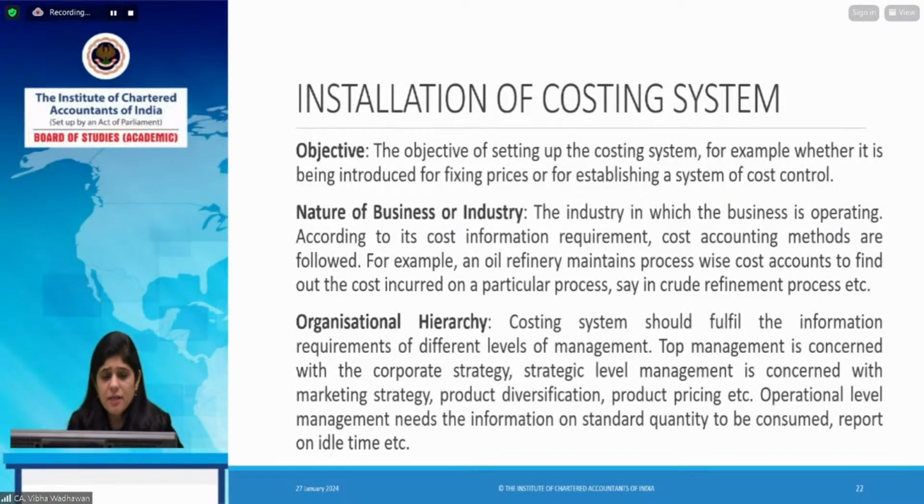Organizational hierarchy, what type of reports you require. In a small organization, you have just the management taking care of everything, so your system will be very minimalized, a very simple system. But if you have a large organization, with different departments, top management, middle management, operational level management, and lower staff, accordingly the costing system should be established. So it depends on what the stages are, what the hierarchy of the management is, and what all levels of management are there.